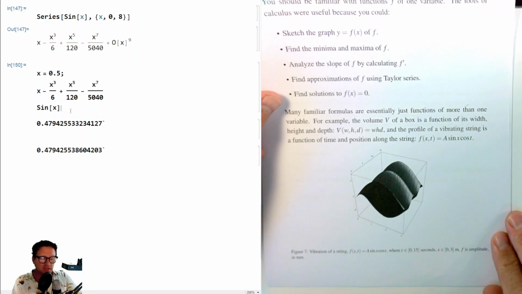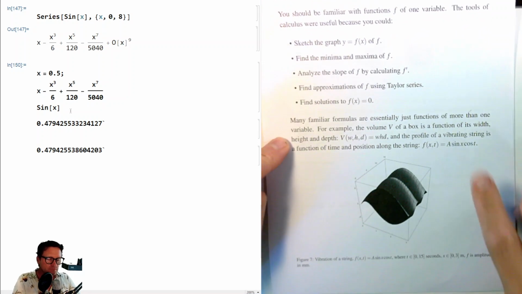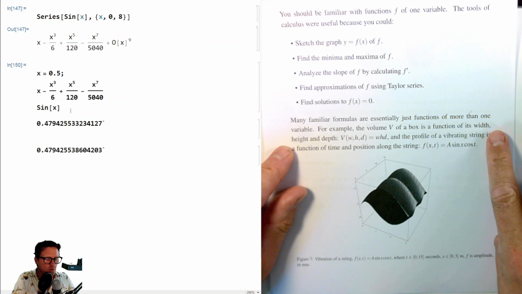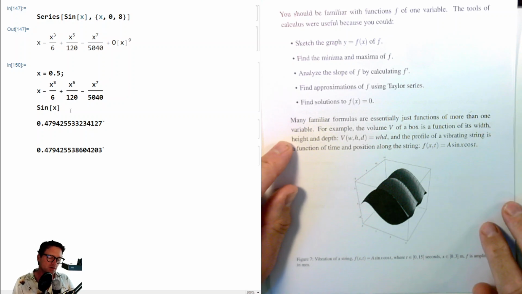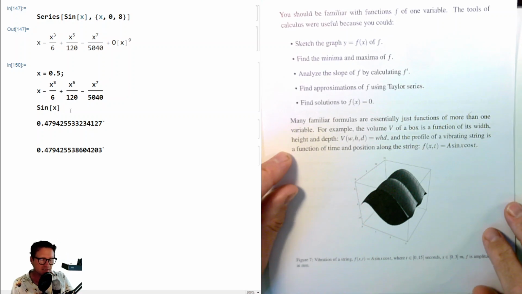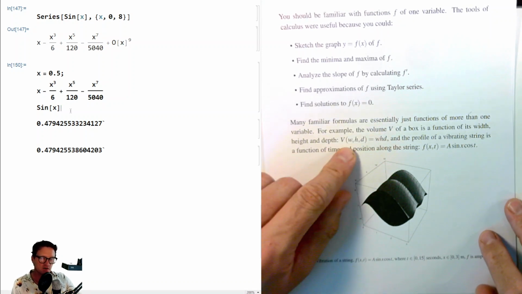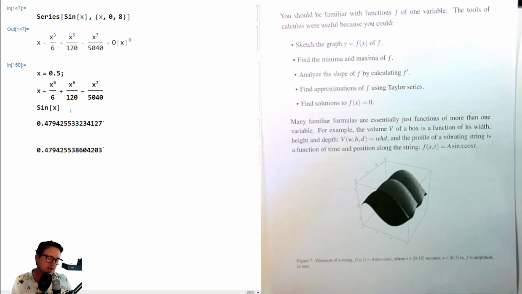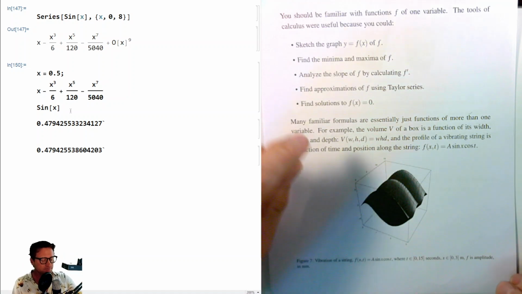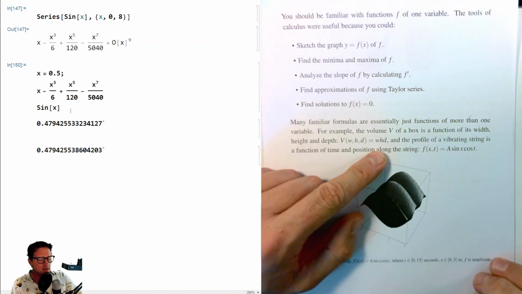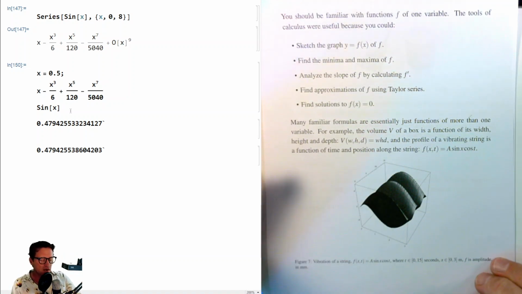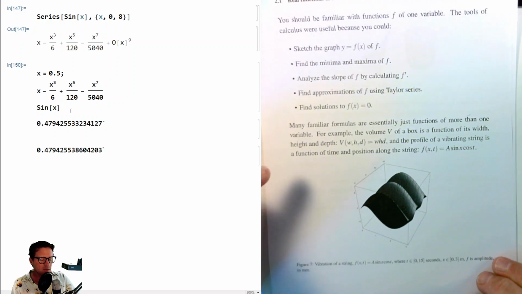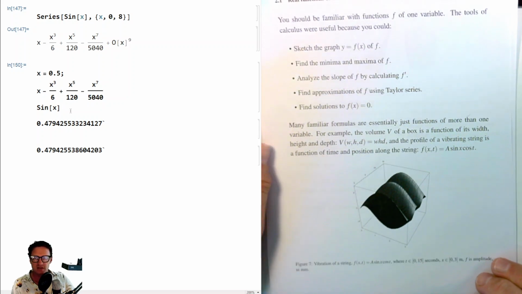Many familiar formulas are essentially just functions of more than one variable. For example, the volume of a box is a function of its width, its height, and its depth. So V of W, H, and D is the product of those three. That gives you the volume of the box when it's a rectangle or rectanguloid. And the profile of a vibrating string is a function of time and position along the string.